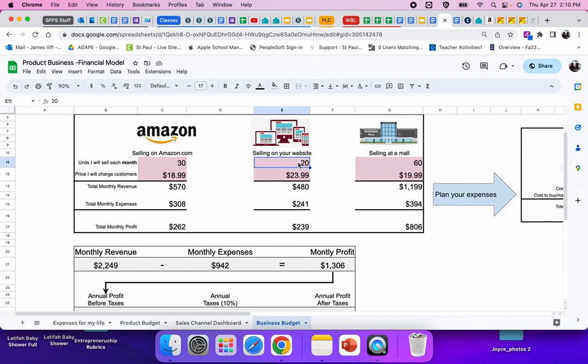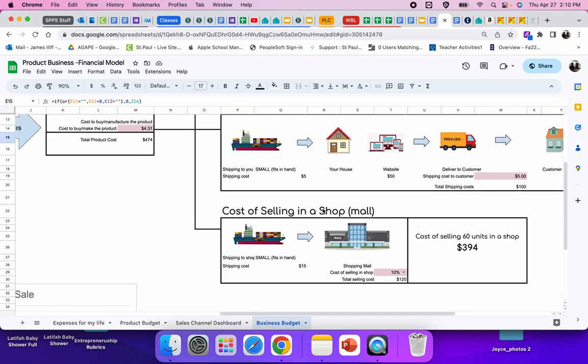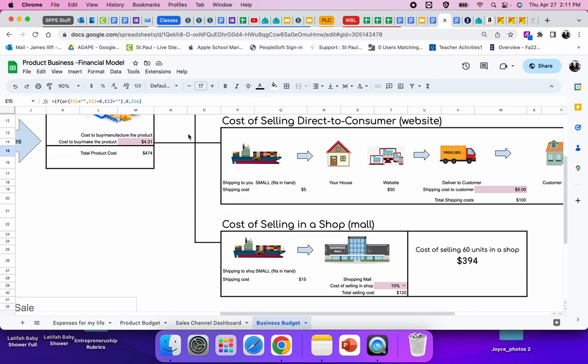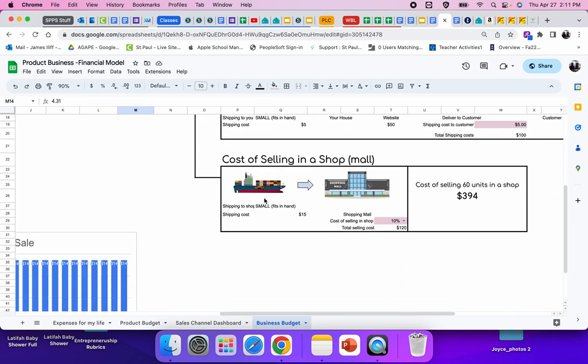So let's go look at what that looks like. Hey, I sold 20 units on my website. I made $480, but I had to pay $240 to make all this happen. So that's my expenses. And then lastly, let's look at the cost of selling at a mall. Well, I still have the expense of manufacturing them. I still have the expense of shipping them, but now we're going to ship them to the mall.